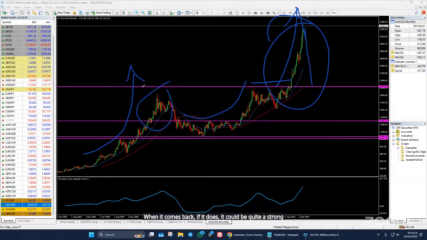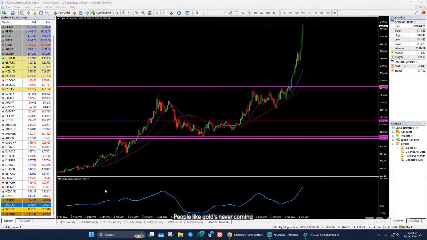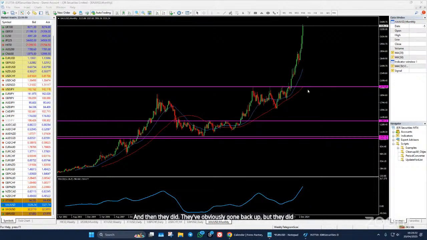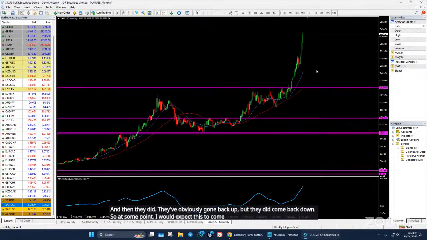During this period, people say gold's never coming back down. Just like during the 2008, 2009 period, people said property prices are never going to come back down. And then they did. Now they've obviously gone back up, but they did come back down. So at some point, I would expect this to come back down. But right now, it's clearly in a bubble, which means it's not a rational, predictable thing.